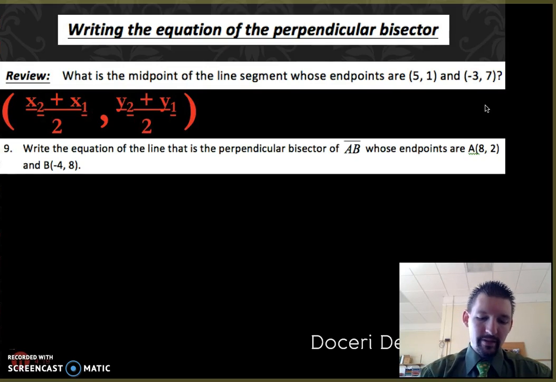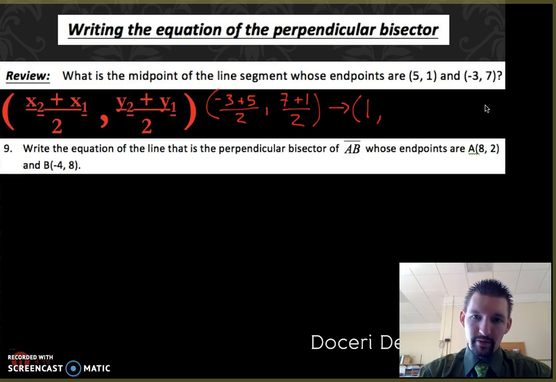So when you plug into this, you're going to have -3 plus 5 over 2. And then you're going to have 7 plus 1 over 2. This is going to give you 2 over 2, which is 1, and 8 over 2, which is 4. So the midpoint of that segment would be the point (1, 4).